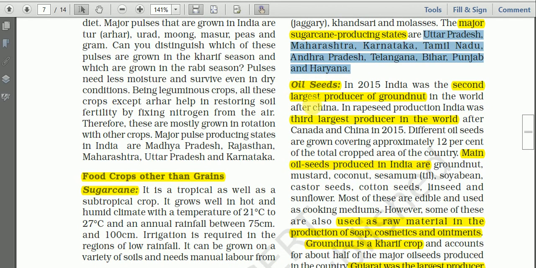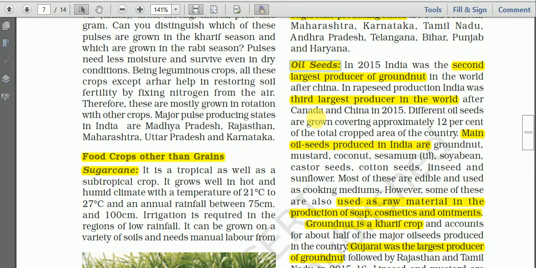Next, we have another food crop: oil seeds. This is about India's position in the world. India is the second largest producer of groundnut in the world in the year 2015. Groundnut is also an oil seed.